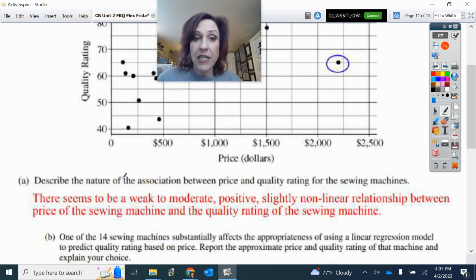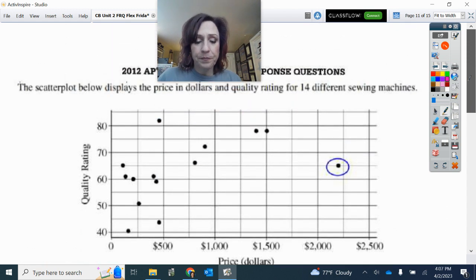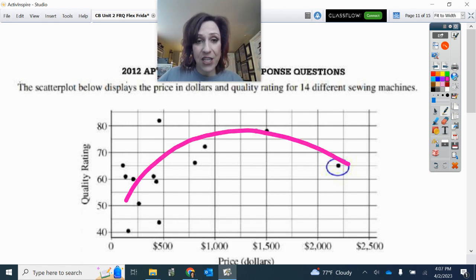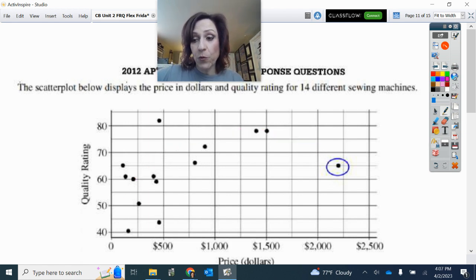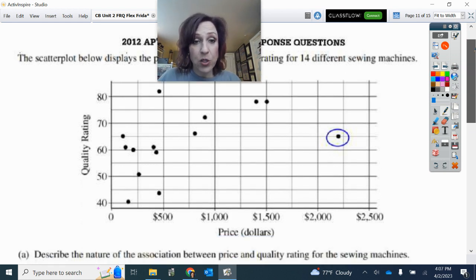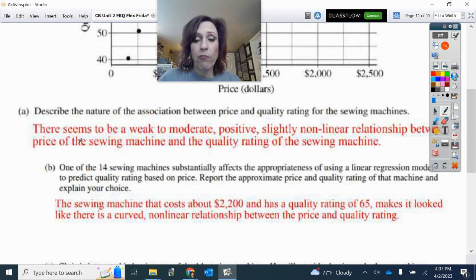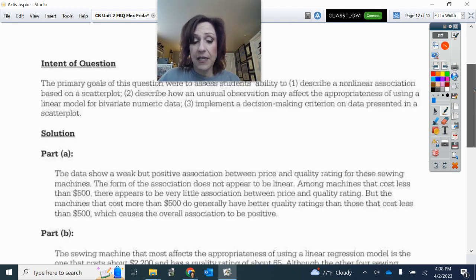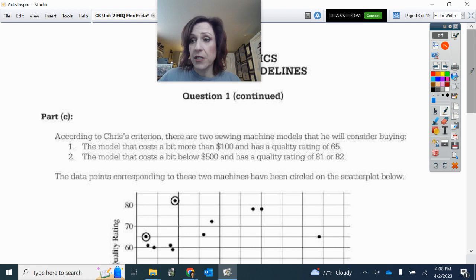First, we wanted the association between them. I would say a moderately strong, or even a weak, relationship. It's probably going to be described as nonlinear because of what's going on here. So it's a weak nonlinear relationship between the price of the sewing machine and the quality rating of the sewing machine.